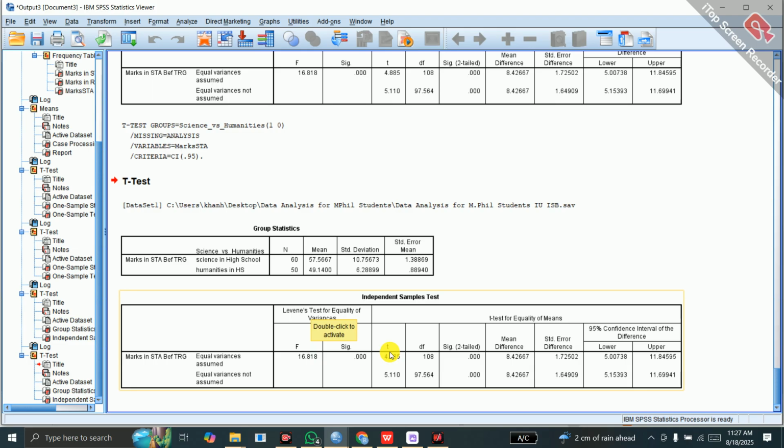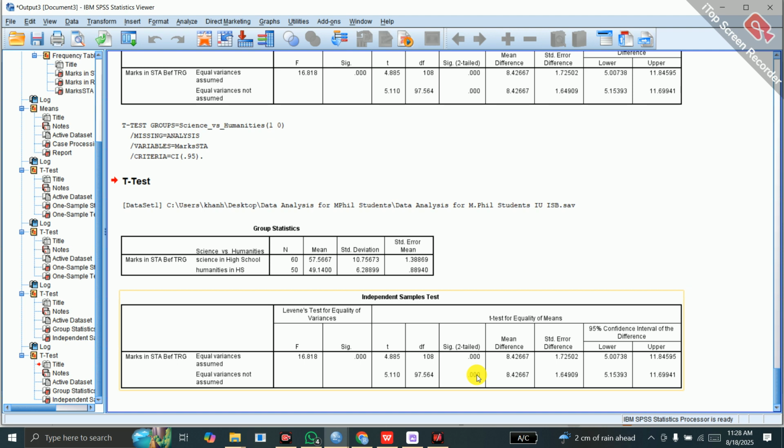So there are two t-test values of the independent sample t-test, so we will not be using this one because we reject the null hypothesis of equal variances. So we use this, equal variance is not assumed, and here the t statistic is 5.110 and the two-tailed p-value for this is also 0.000, so this is highly significant.